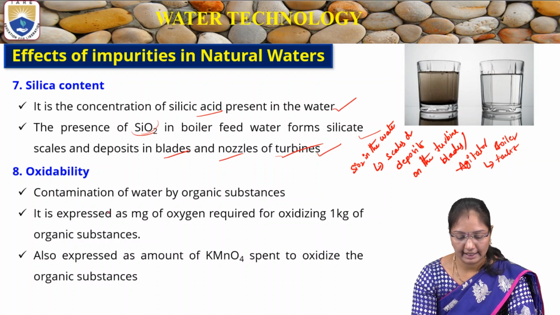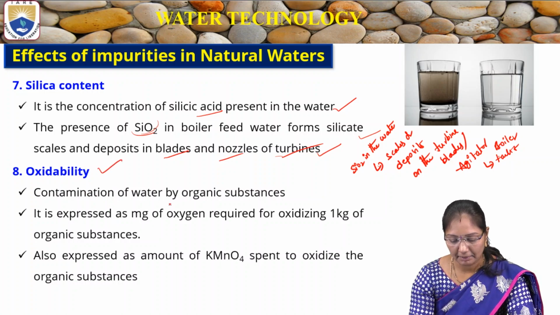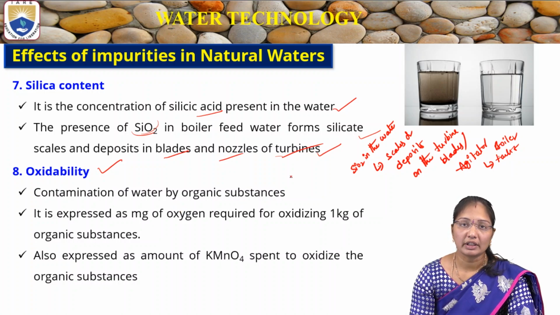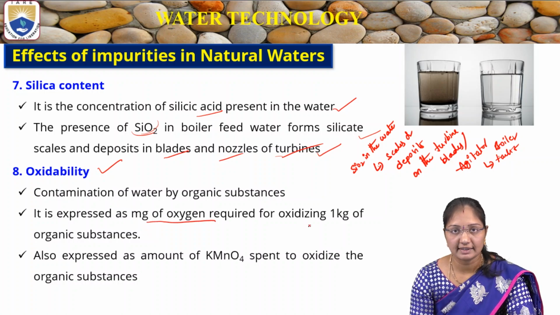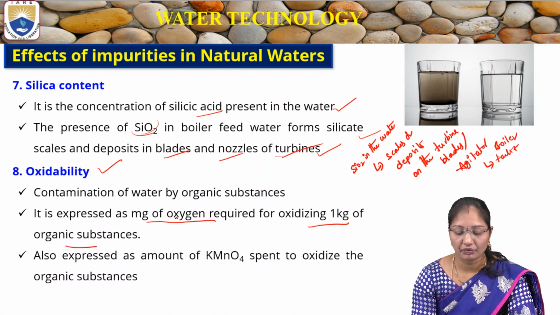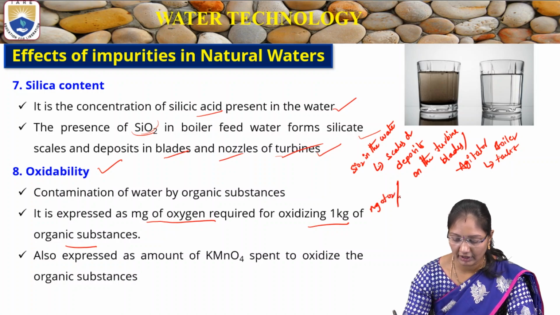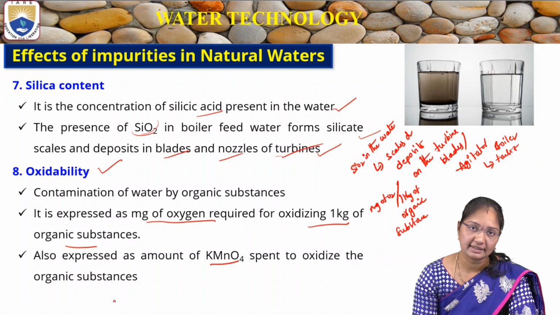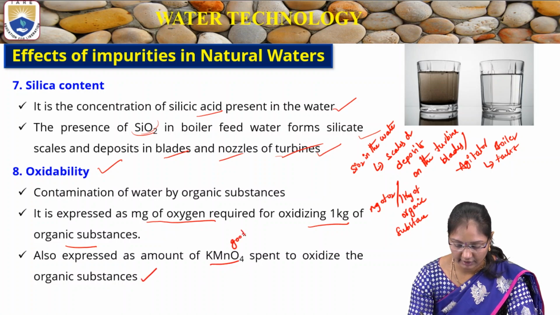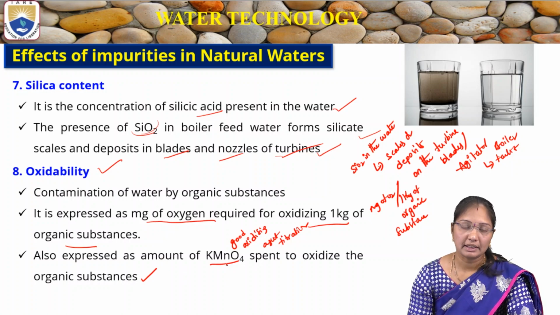The eighth characteristic is contamination, oxidability. Oxidability is the contamination of water by organic substances. It is expressed in mg of oxygen required for oxidizing 1 kg of organic substance, so we can express it as mg of O2 per 1 kg of organic substance. It is also expressed as the amount of potassium permanganate spent to oxidize the organic substances. This is a good oxidizing agent, which is why we use it in titration reactions. So the oxidability of the water is expressed as the amount of KMnO4, potassium permanganate, spent to oxidize the organic substances.